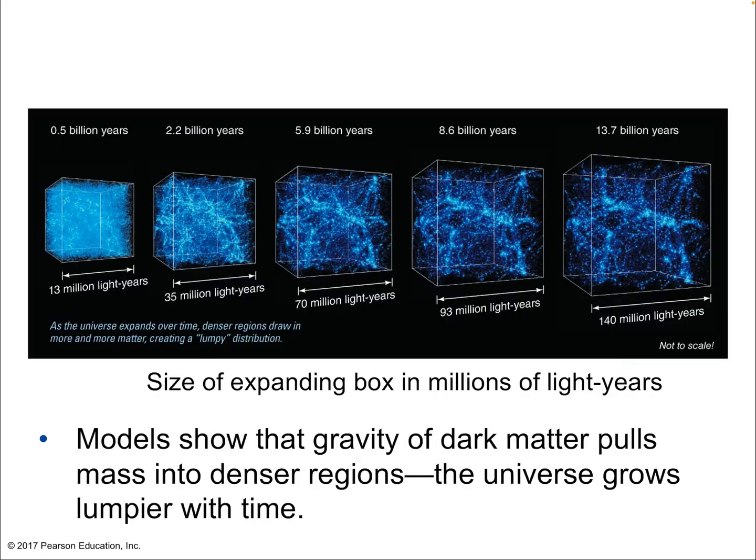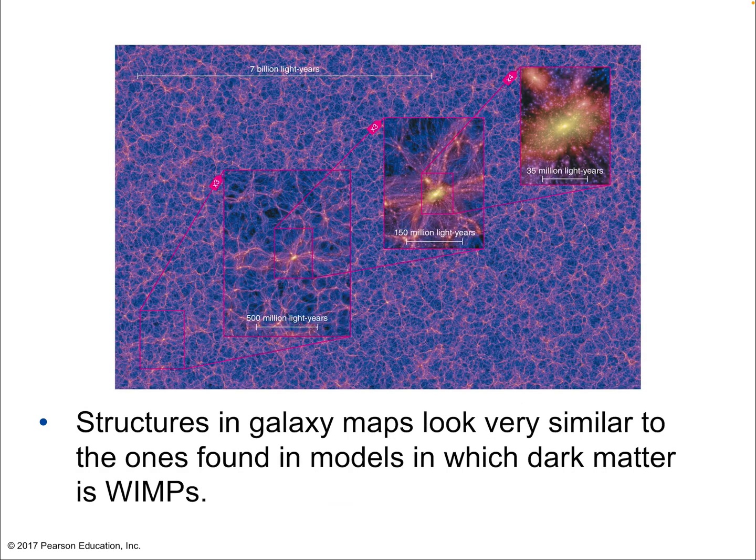Okay, so the models show that the gravity of dark matter pulls mass into denser regions. The universe grows lumpier with time. All right, so there's going to be continual concentration of mass. The voids will never get filled. In fact, the voids, those volumes of space between galaxies, will just become larger. So the structures in the galaxy maps look very similar to the ones found in models in which dark matter is, well, composed of WIMPs, weakly interacting massive particles. So it is further evidence based on the calculations, based on what these particles will look like. But again, astronomers and scientists have yet to confirm they exist.